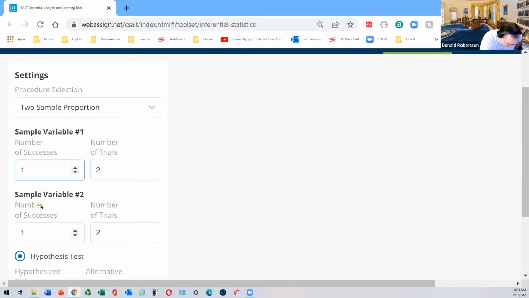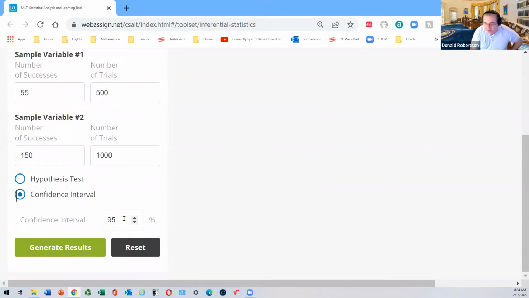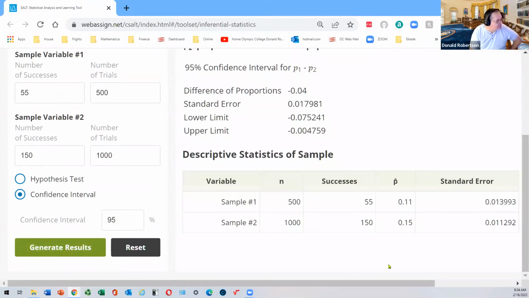And 55 out of the 500 that you asked had been to Italy. And population 2, the French, it ended up being 150 out of 1,000. That's pretty easy. I mean, that's almost intuitive. If I never showed you that, you could play about with it and you'd probably find it. Guess what? Hit confidence interval. We have no imagination, so we'll make it 95 and then generate results.